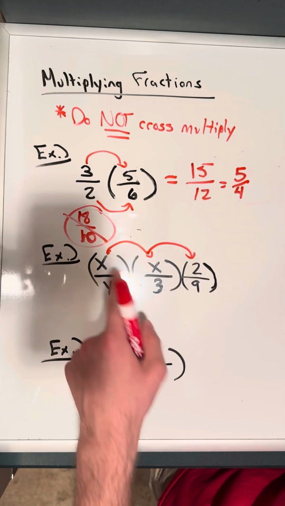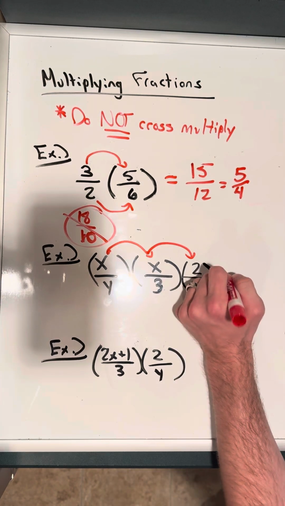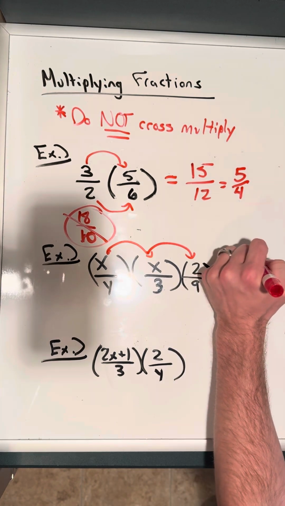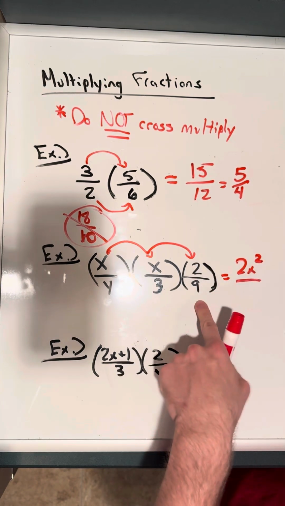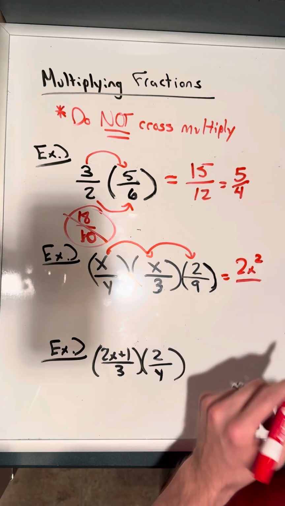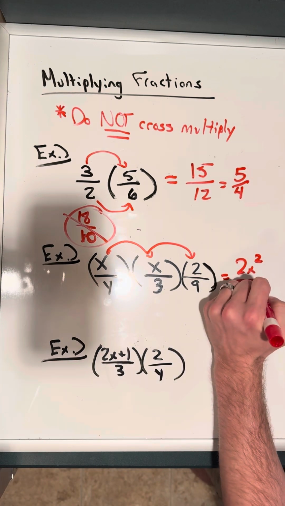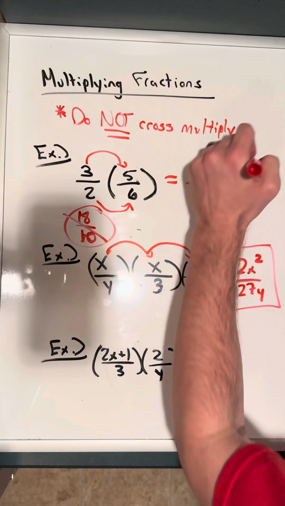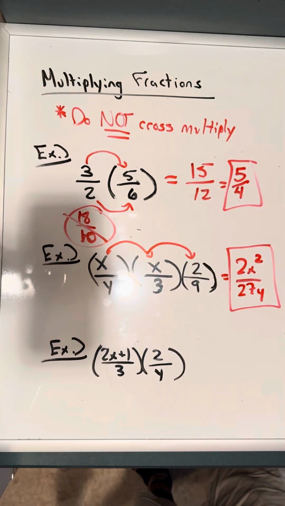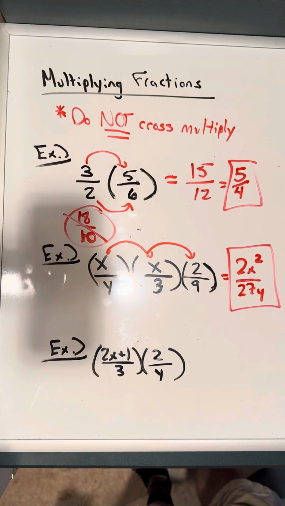If I have multiple in a chain, I still just multiply straight across, but this time I multiply in a chain, so I can take x times 2, so x times 2 is 2x squared, over 3 times 9 times y is 27y. I then check to see if I can reduce anything. I cannot, so that is going to be as simplified as it gets.